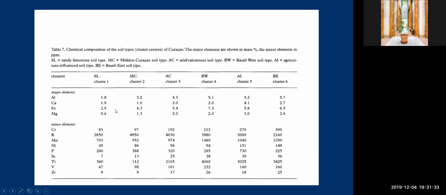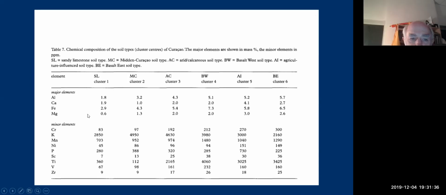All right. So you can see that generally speaking, there's good amounts of iron, magnesium, calcium present, and then minor elements of some importance like chromium, manganese, nickel, phosphorus. You can see that the agriculture influenced one is fairly high in phosphorus, indicating phosphorus fertilization was probably happening. And then there's a few others here like vanadium, zirconium, and titanium. I don't really know why anybody cares about those, but they measured them. They may be of some use in plant nutrition.